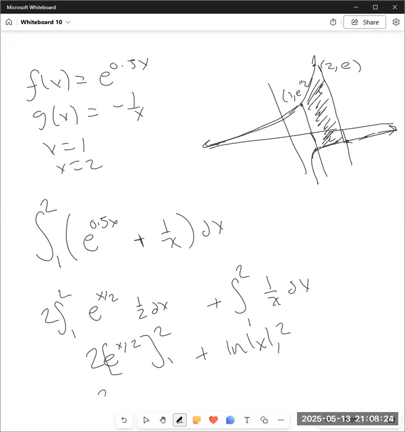So that is 2e minus e to the 1/2 plus ln of 2 minus ln of 1, which is 0. So my exact answer is 2e minus 2 root e plus ln of 2. You can get a decimal approximation for that if you'd like.